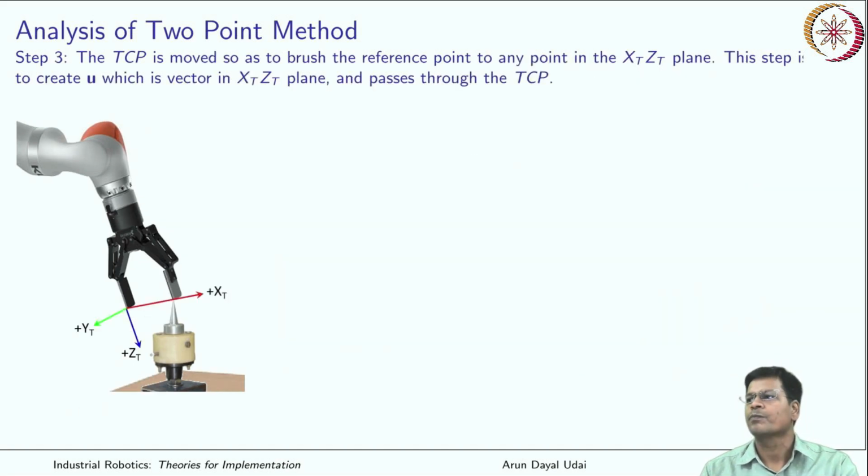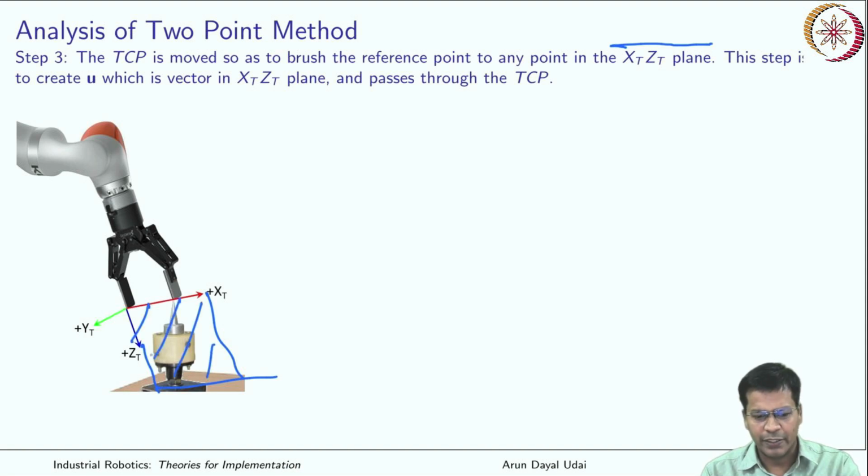Step 2. Next what you did, the TCP is moved to brush the reference point to any point on the XZ plane of the tool. So this is your XZ plane, the plane which is formed by this. So this is your XZ plane. You can see this.